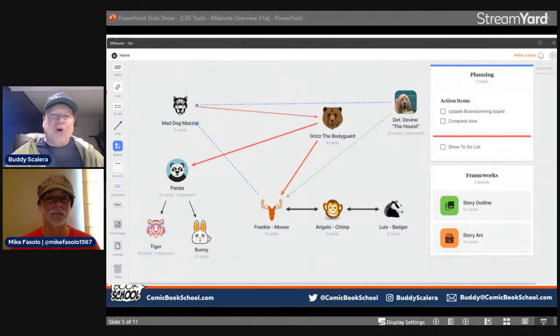Now, this will not be an anthropomorphic story. The characters will be real humans, but they will have nicknames because in good criminal stories, everybody has a great nickname. Of course. And these characters.